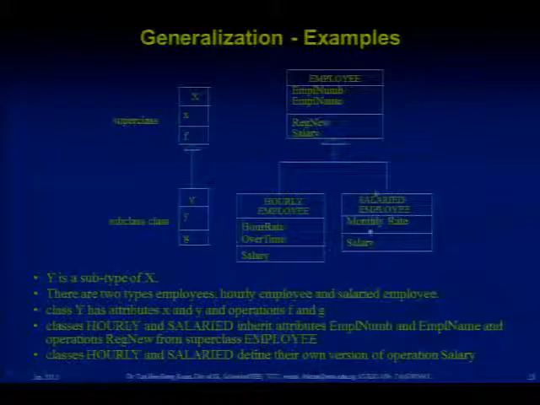Salary employee, in this case, we have 3 attributes, because 1 attribute is defined in this subclass itself and 2 attributes come from the superclass. And again, we have 2 operations. From this diagram, you can see that certainly every hourly employee is an employee. Every hourly employee in the company is also an employee in the company. So it's very clear-cut.